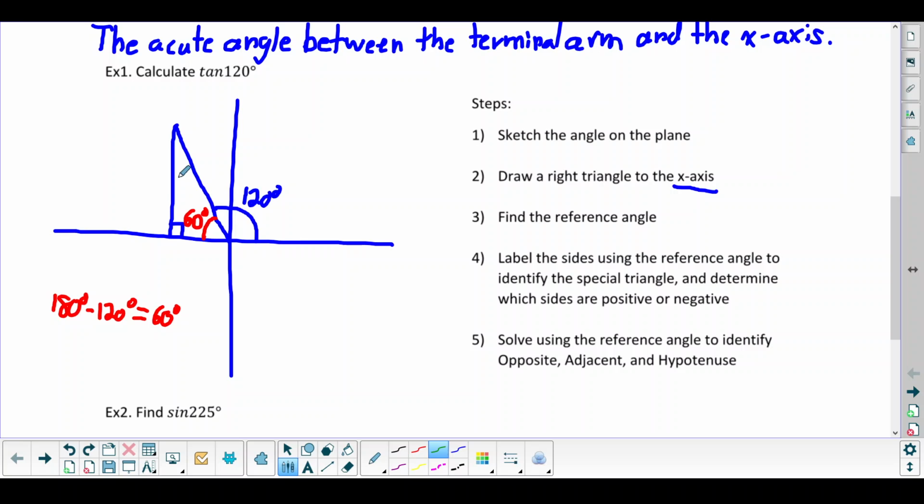So you might want to sketch out the special triangle and label it ahead of time, or you can go look that up. But the side lengths are going to be 1 opposite our 30 degrees, root 3 opposite our 60 degrees, and 2 for our hypotenuse. Okay, so we aren't done this fourth step here. It says, and determine which sides are positive or negative. What does that mean? How can you have a negative side?